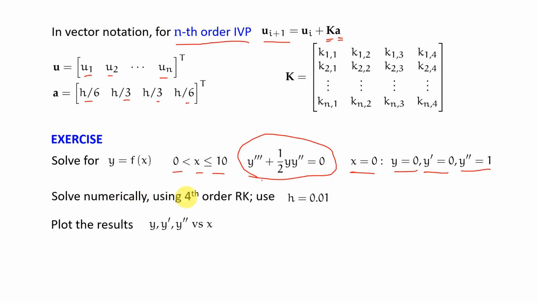Here you solve it using a 4th order RK. It's very important that you understand this method for multiple ODEs. That is why this exercise is very important, and you use a step size of 0.01. After that you plot y prime and y double prime versus x in the same plot, as I have shown in previous slides. So that's all for this lecture. Thank you, and I'll see you in the next class.